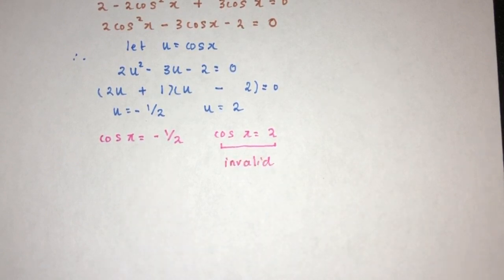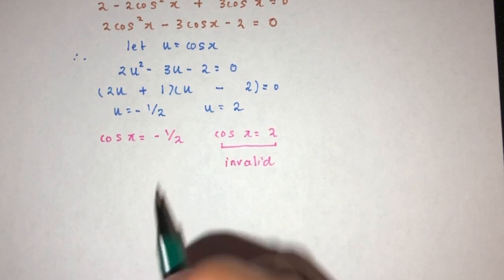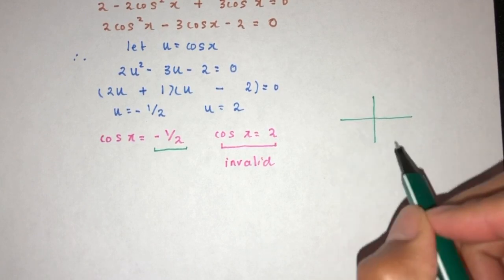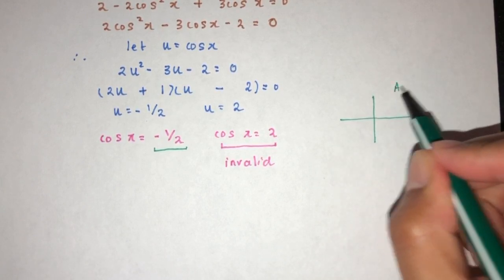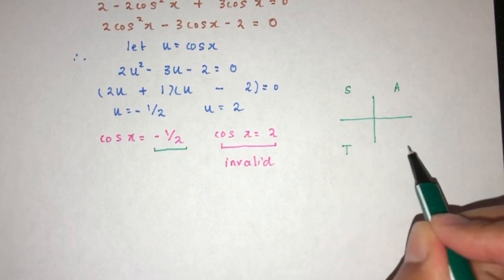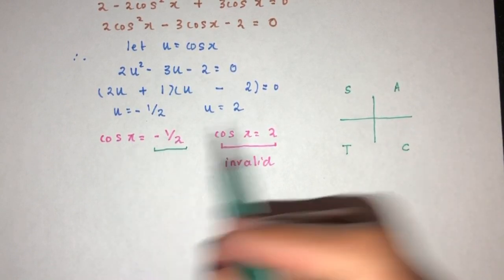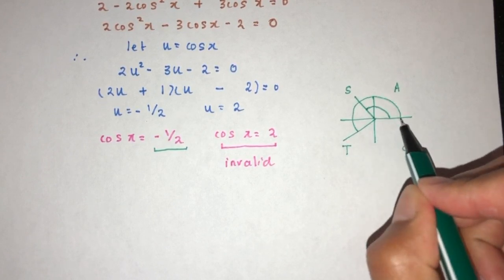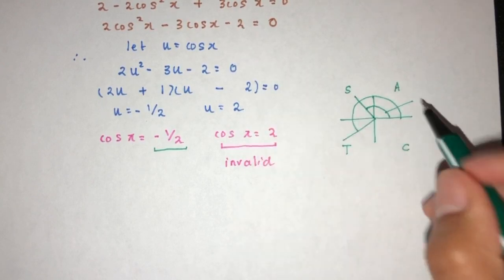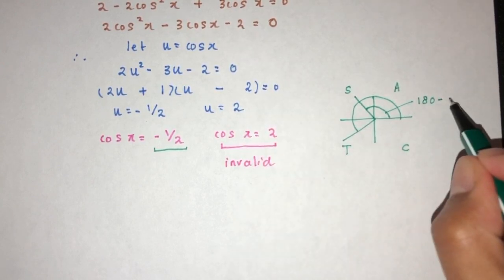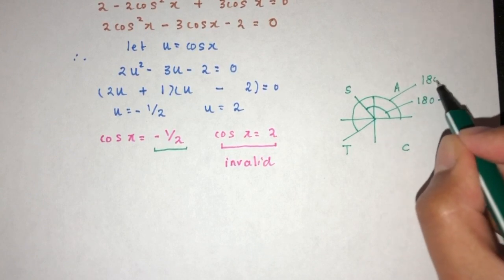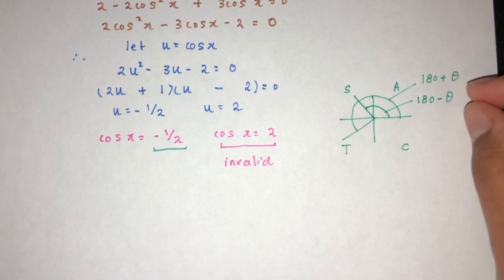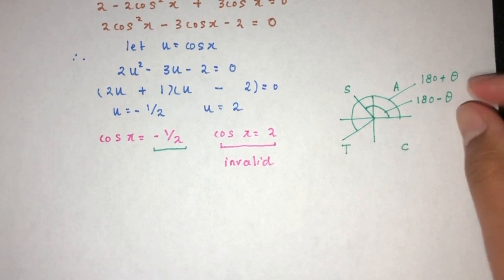Now for this one, as we can see, the value of cos is negative. We have to look at the quadrants. So A, S, T, C, so this is A, sine, tan, cos. When cos is negative, it will be in the second quadrant and in the third quadrant. Here it is degrees, so that will be 180 minus theta, and this will be 180 plus theta. Now here, this is theta. Theta is not your answer, by the way. It is an angle that I will use to find my answer, which is x.